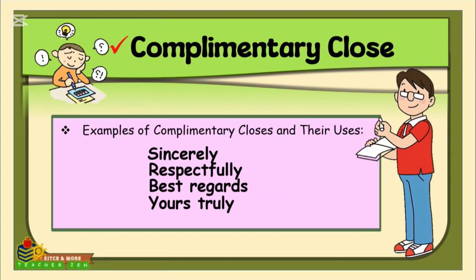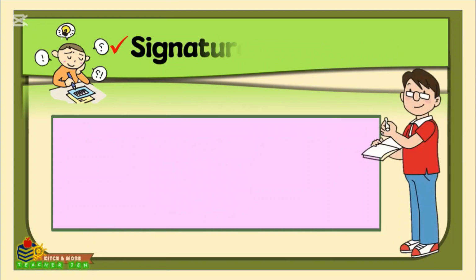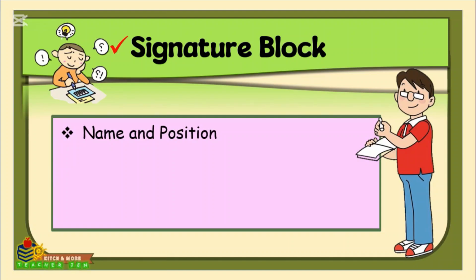The next part of a letter of request is the signature block. The signature block is placed at the end of a formal letter, often after the complimentary close, which is sincerely or respectfully. It contains the sender's handwritten or digital signature, followed by their typed full name, job title, and organization if applicable. So how do we format the signature block properly?